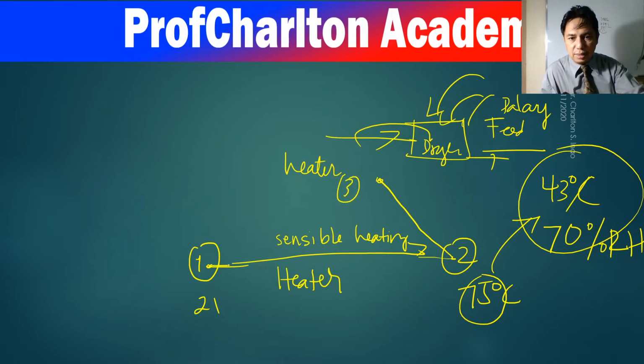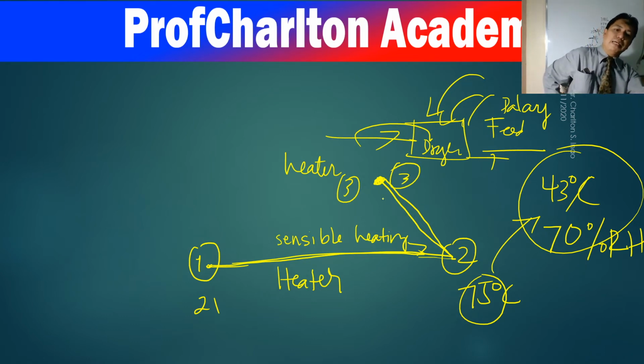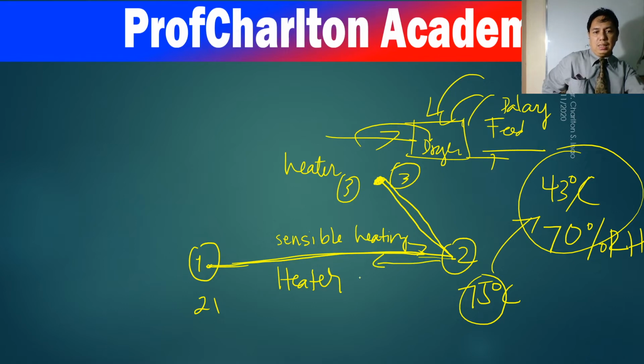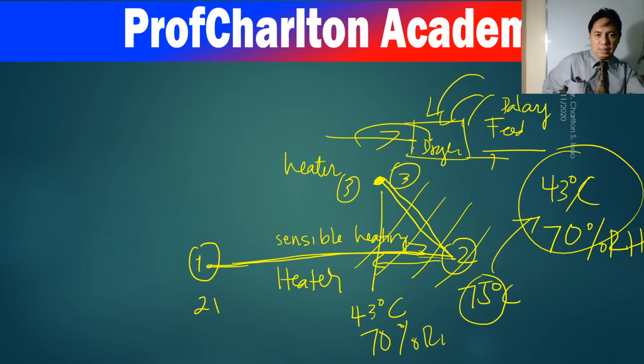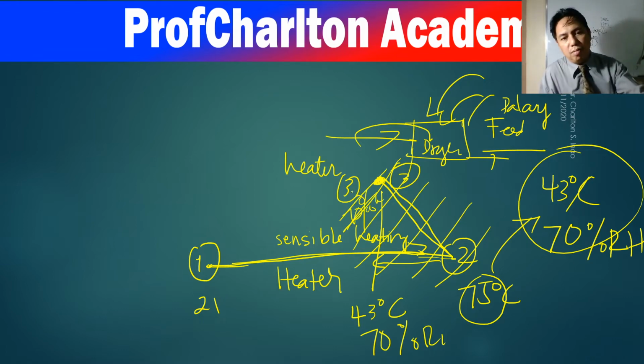So our process is like this. So this one and this one. Okay. So this is point three, because we have humidifying and this cooling. It goes back here. So it becomes how many? 43 degrees centigrade, and the relative humidity now is 70% RH. This one is lower, higher here. Here is 70% relative humidity.